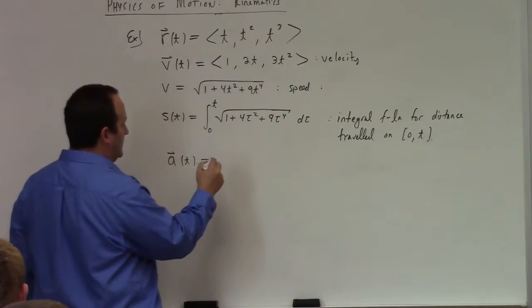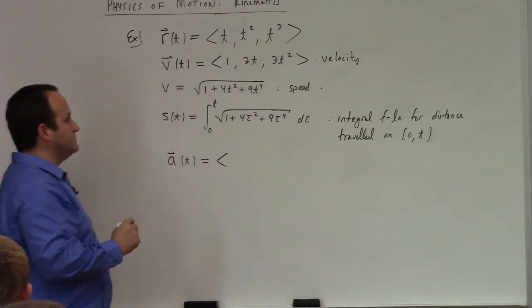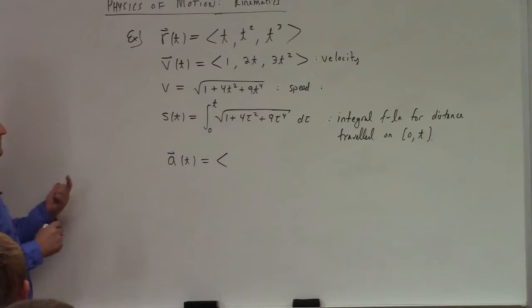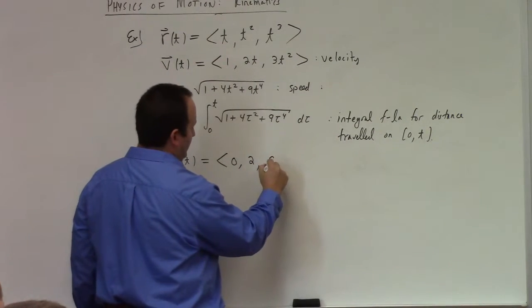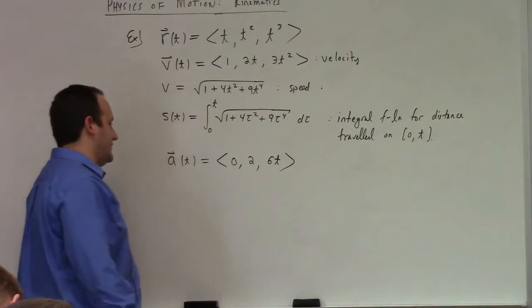But anyway, A of t is what? dv dt, which is what? Acceleration. Yeah, 0, 2, 6t. Ah, that's relaxing after today. I enjoyed that.